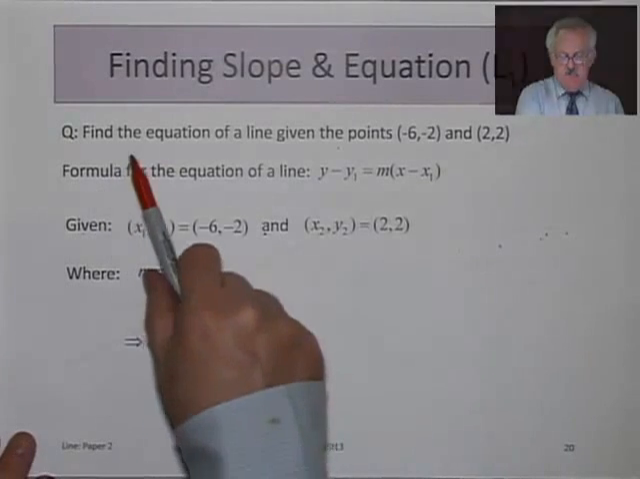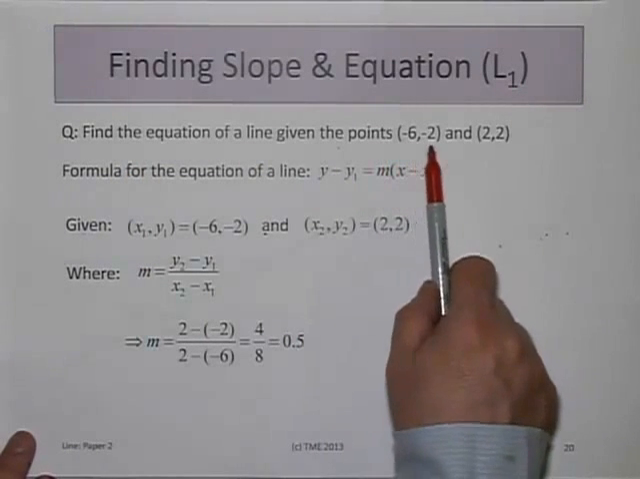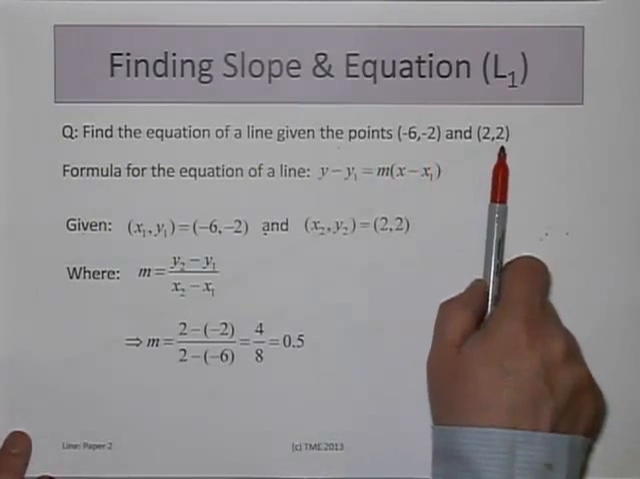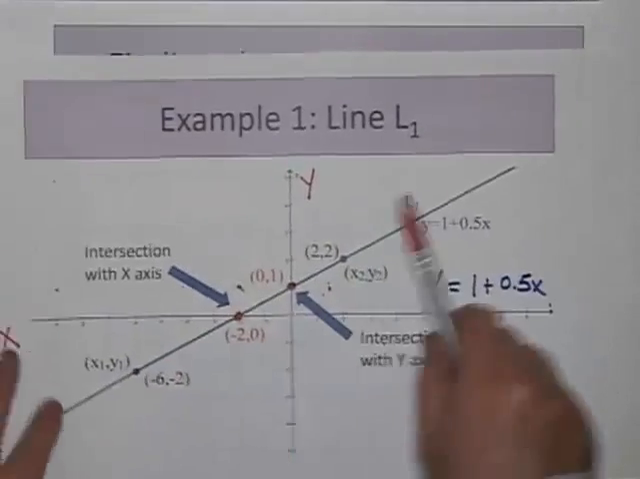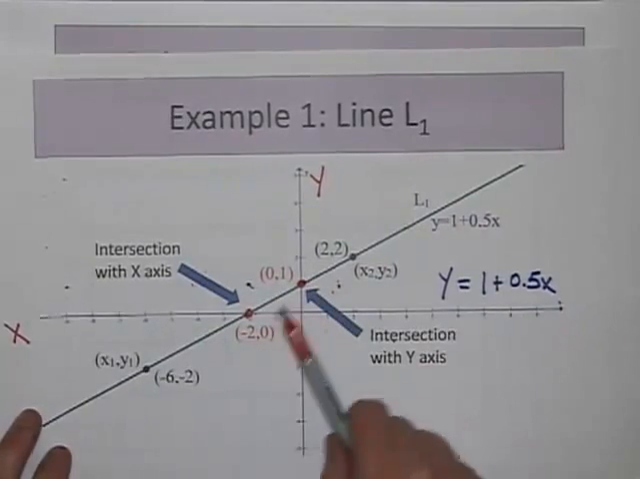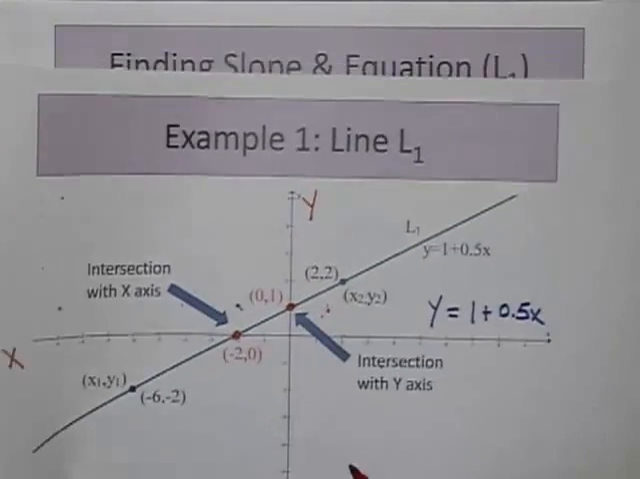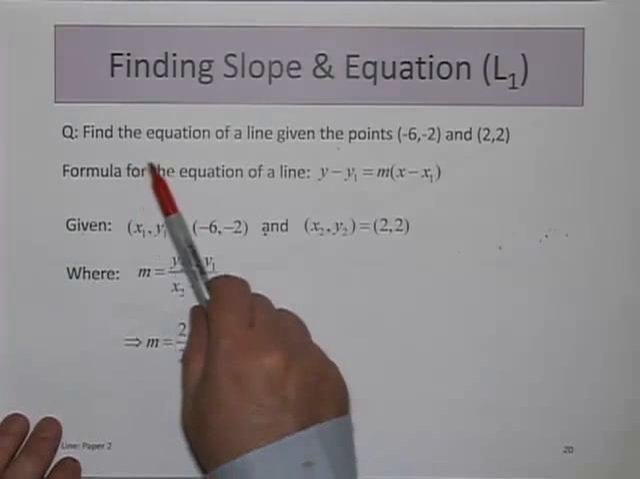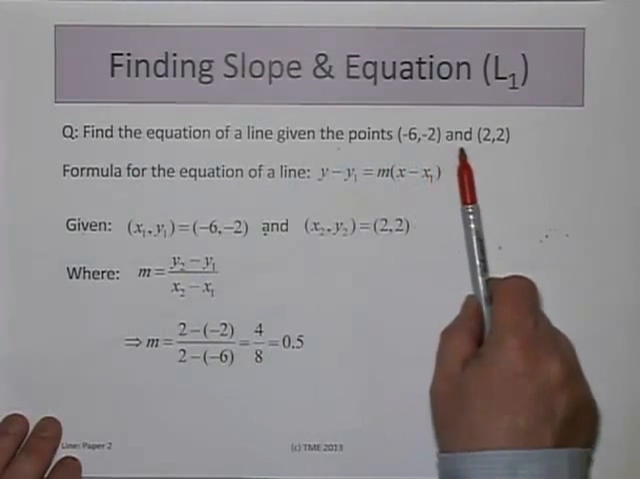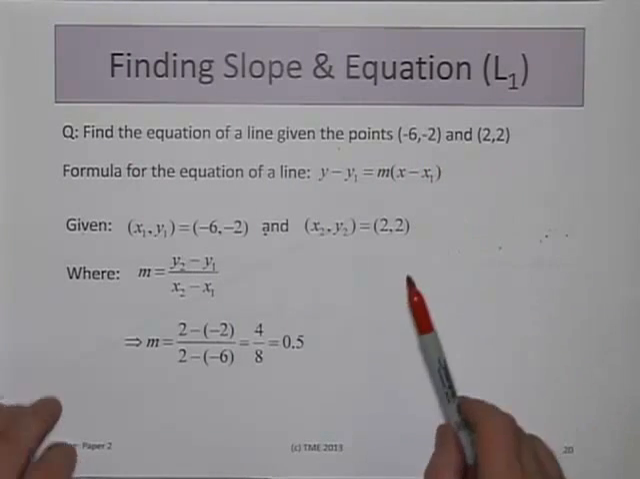So the question comes then, find the equation of the line given the points (-6, -2) and (2, 2). We're going to use this line for a number of things. We're going to find its equation if we can. We're going to find out where it crosses things, etc. And we'll do as much as we can. We'll find the slope and anything we can with it. So it says, find the equation of the line given the points (-6, -2) and (2, 2).